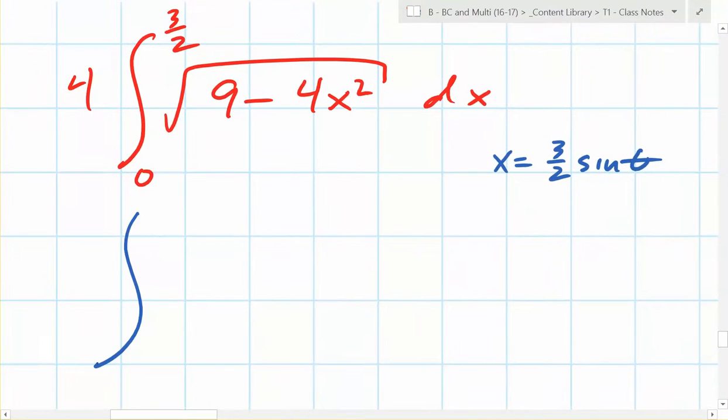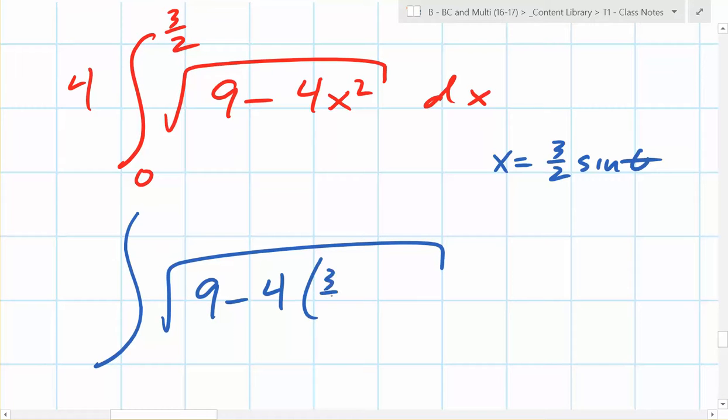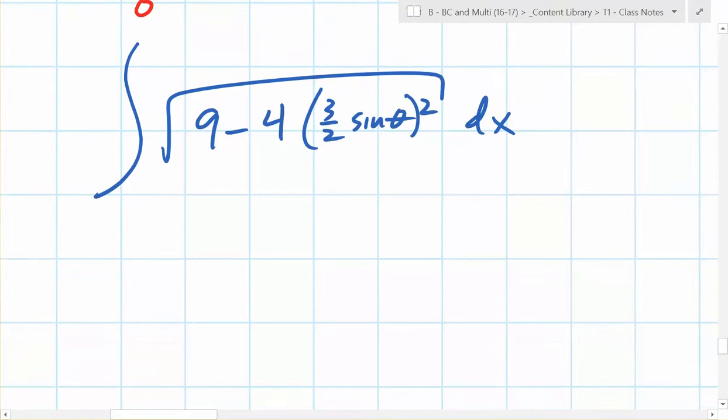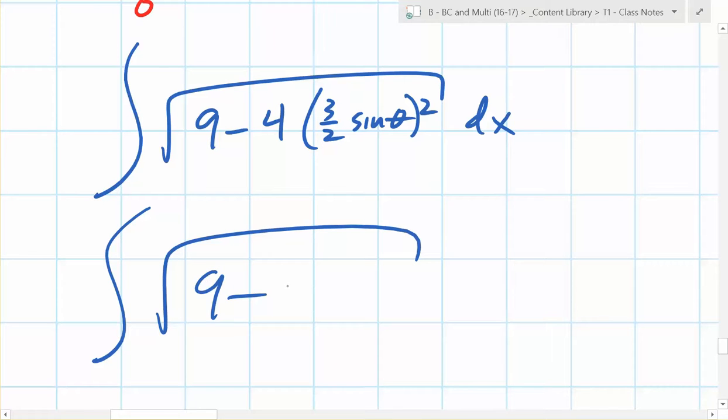Because when you do the substitution, what do you end up with? 9 minus 4 times 3 over 2 sine theta squared. We're still in dx now, but what happens on the inside here? 3 over 2 squared is 9 over 4. And what do you end up with? 9 minus 9 sine squared theta dx.